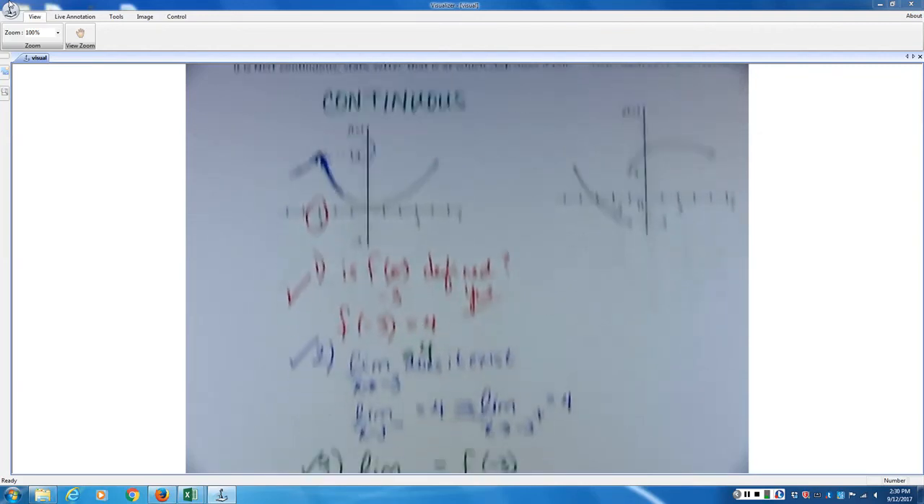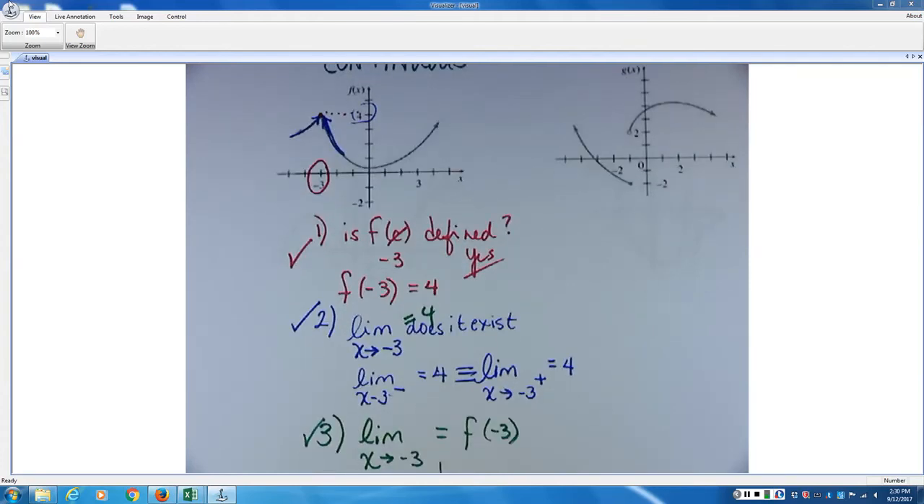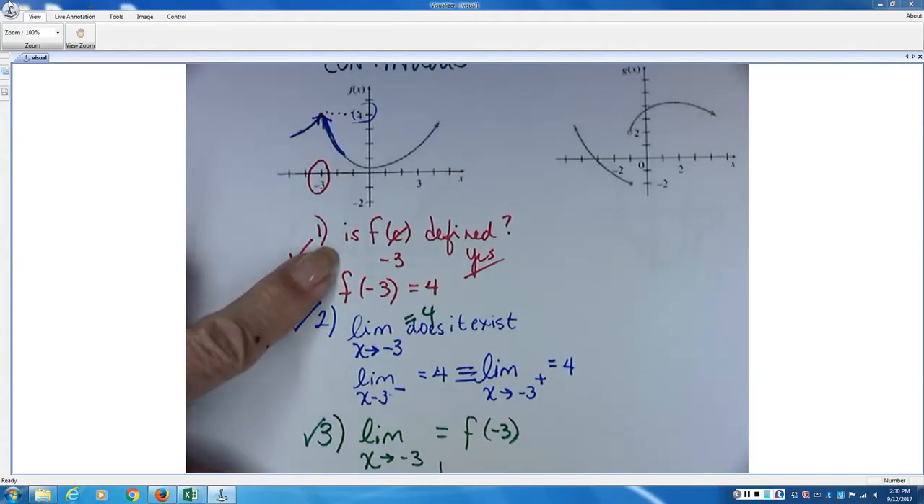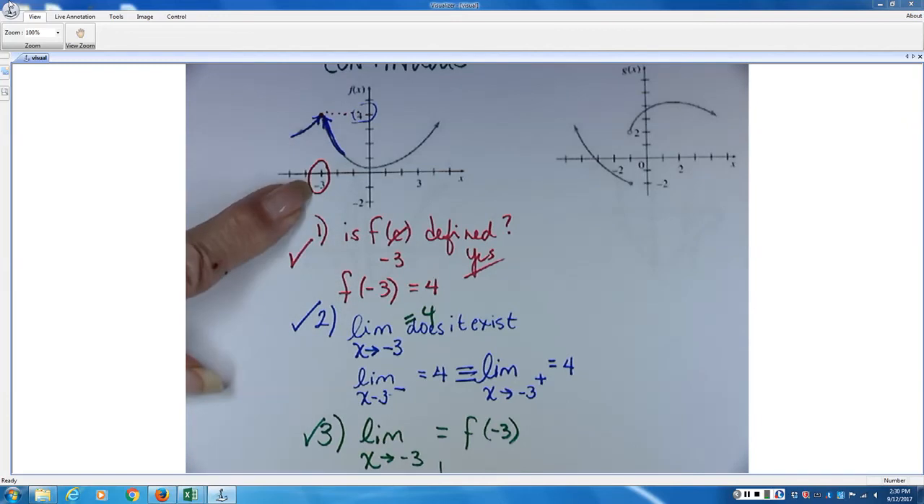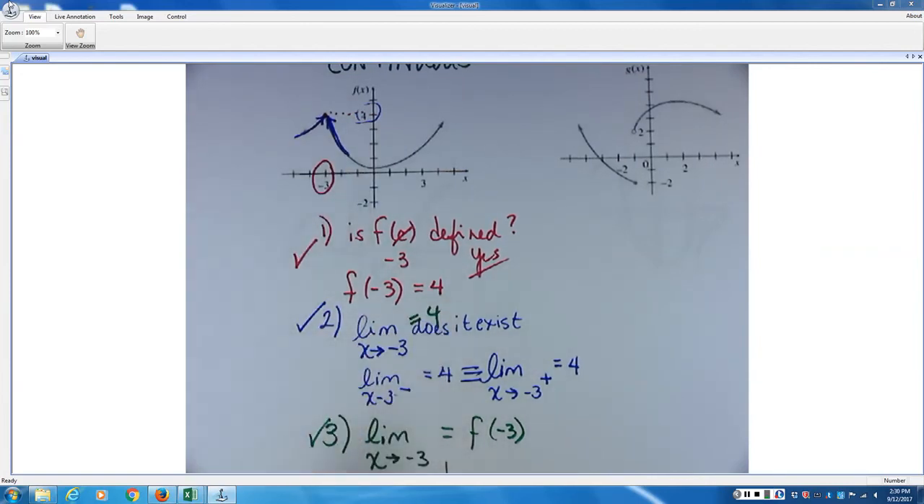So now, just to recap, so it'll be in the recording, our tests for continuity are: is f of c defined? In this case, c was -3. And is f of -3 defined? Yes, f of -3 is 4. So yes, that step checked out.